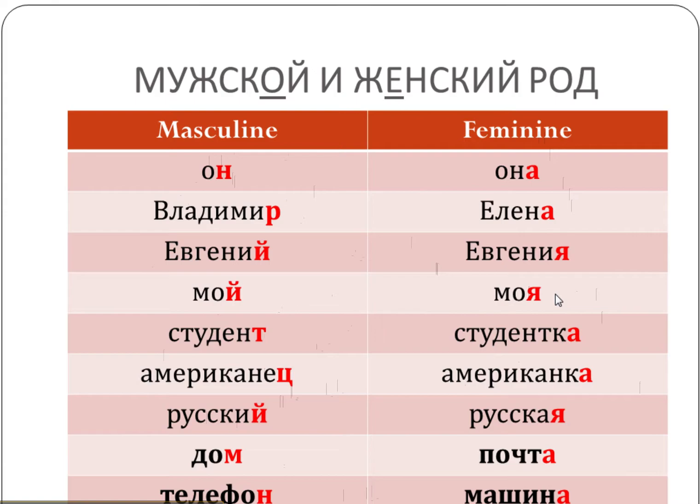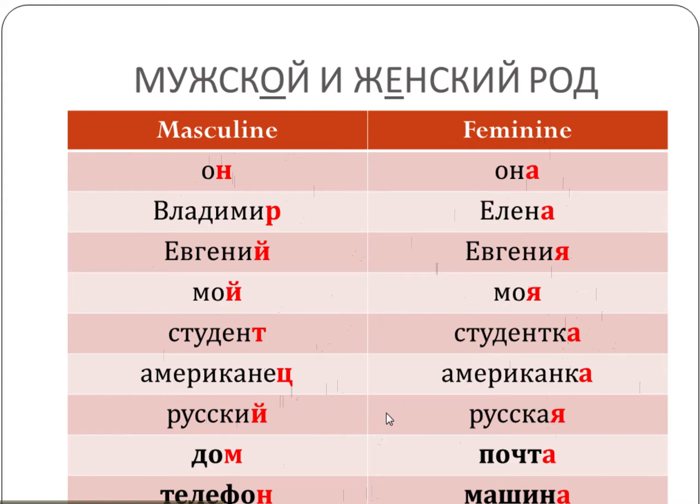When I talk about my sister, all feminine words will be used. Это моя сестра. Она студентка. Она русская. But the same principle, the same thing works with inanimate objects, things.